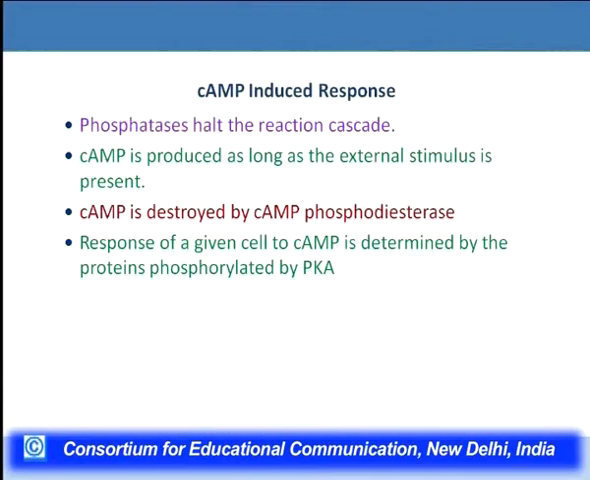So as I've already told, phosphatases are the ones which will halt the cascade, they will stop this particular reaction, because this cannot go on for unlimited time. As long as there is an external stimulus, cAMP will be produced, and as long as cAMP is produced, this particular set of reactions will occur. But after the external stimulus is removed, cAMP will be destroyed by an enzyme named cAMP phosphodiesterase, and the response of a given cell to cAMP is determined by which proteins are phosphorylated by PKA.